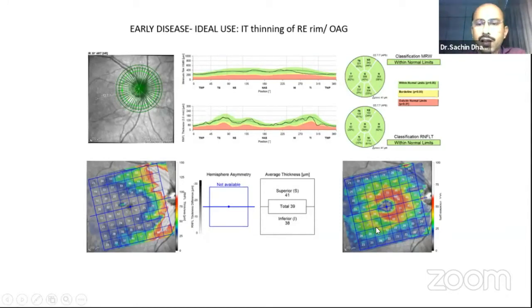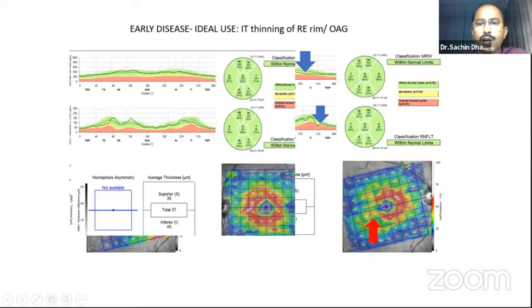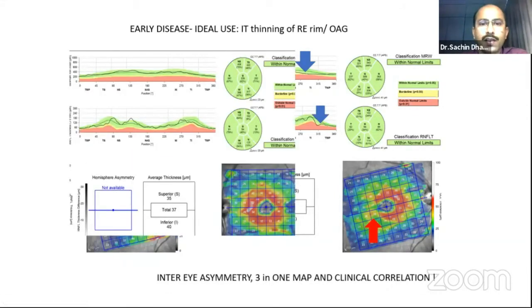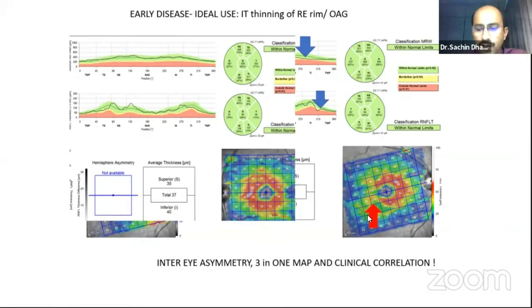So this is very, very clear here that you've got a localized defect, which you wouldn't have picked up in case you would have just seen the interpretation of the scans and not seen it very closely clinically. So here inter-eye asymmetry also is very, very significant. Compare both the eyes and you can see the donut intact here and the donut eaten away on this side.